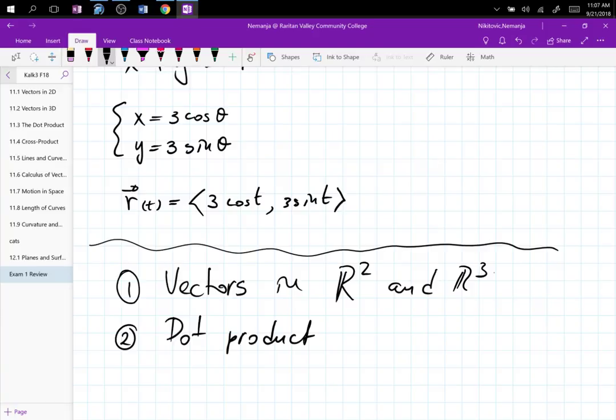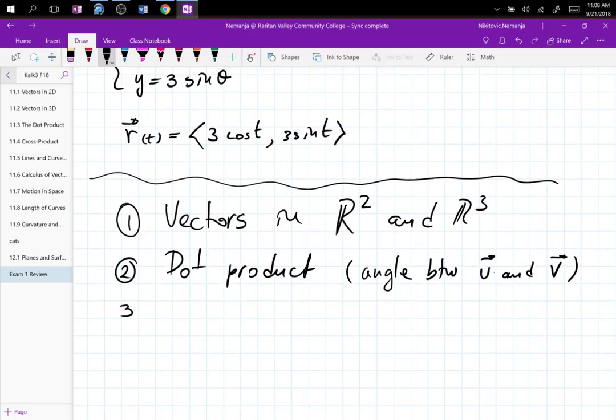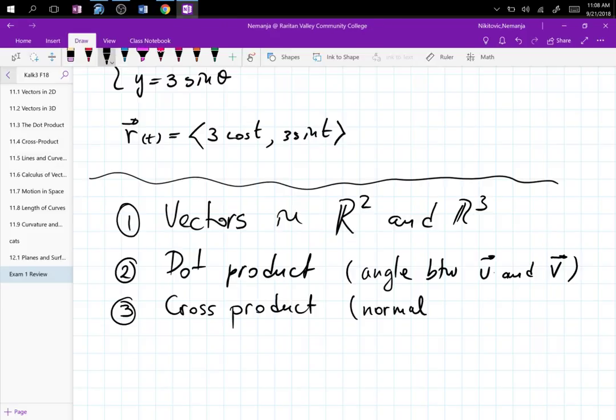and that dot product is going to have the angle between vector u and vector v. And then number 3, cross product, and that cross product is going to be looking for the normal vector. Now, yes, we use the normal vector in chapter 12 to get the plane, but you learn how to find the cross product in chapter 11.